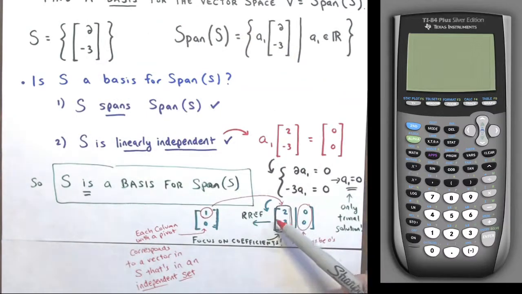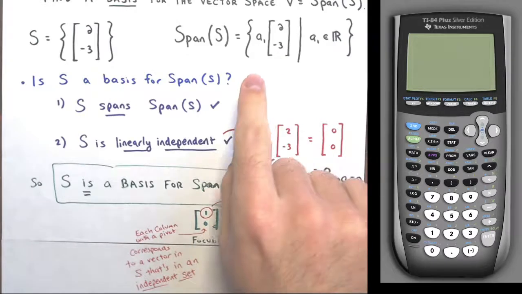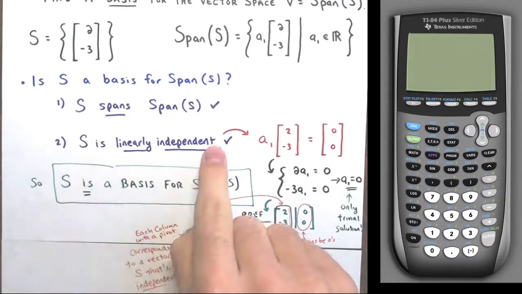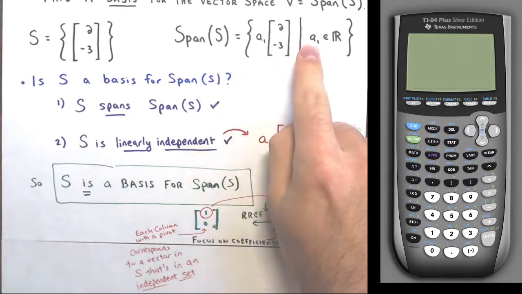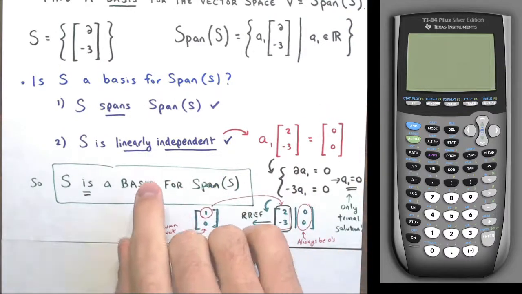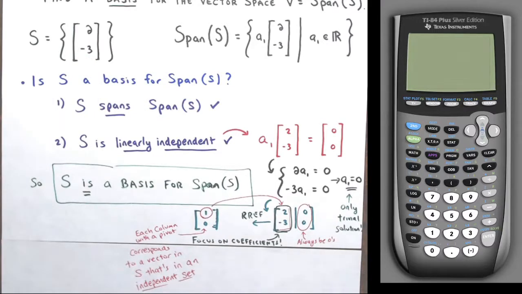Putting that in reduced row echelon form and determining if the vectors are independent, and if not, which vectors would form an independent set. In this example, S is a basis for its span. Obviously it spans, because that's the definition of span. And it's linearly independent. So every vector in the span is a linear combination of the vectors in S by definition, and the vectors in S are linearly independent, thus a basis.